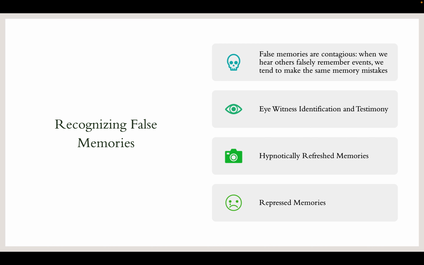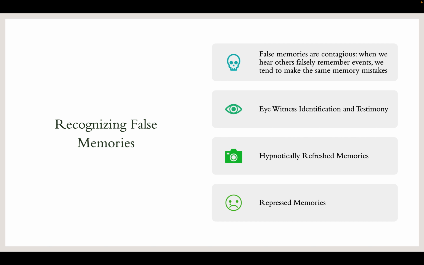So when we hear others remembering events that are incorrect, we tend to make the same memory mistakes as them. And this can sometimes lead to problems with eyewitness identification and testimony. It is more commonly known now that eyewitness identification and testimony is not as accurate as they once thought. Of 362 people who were later proven not guilty by DNA testing, 70% had been convicted because of faulty eyewitness identification.